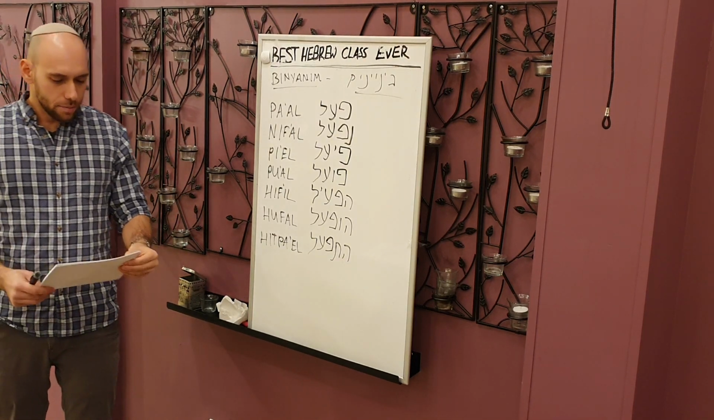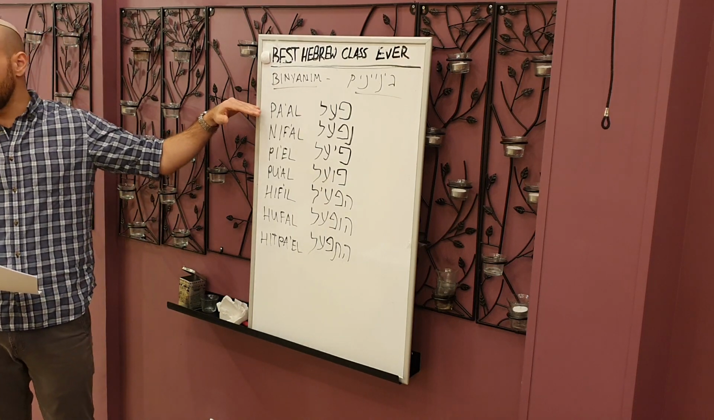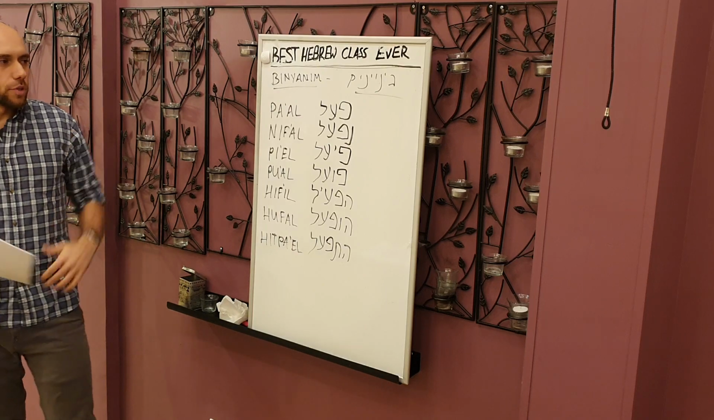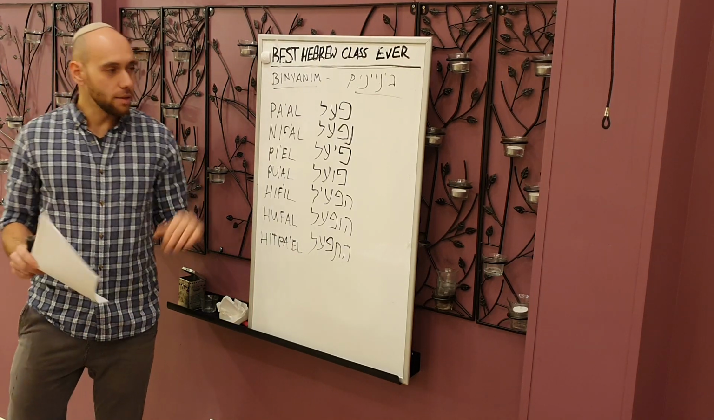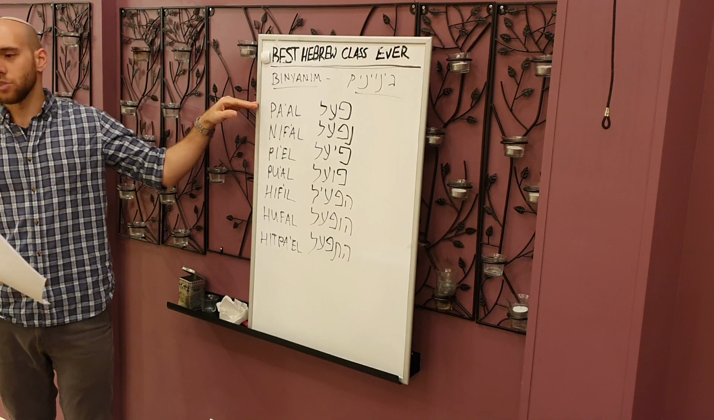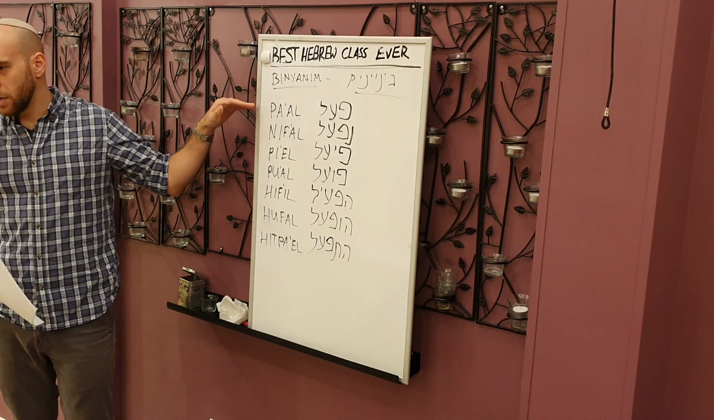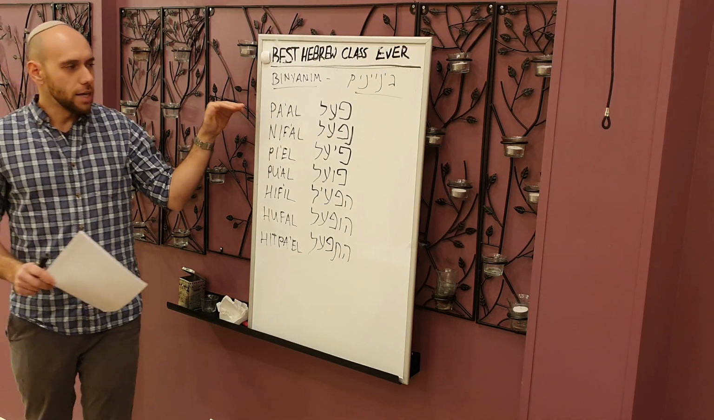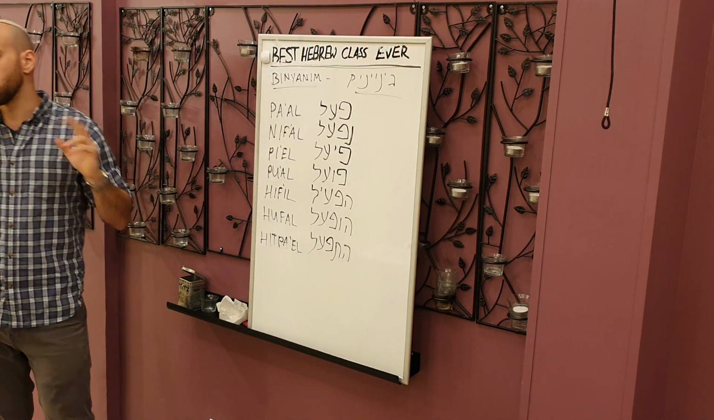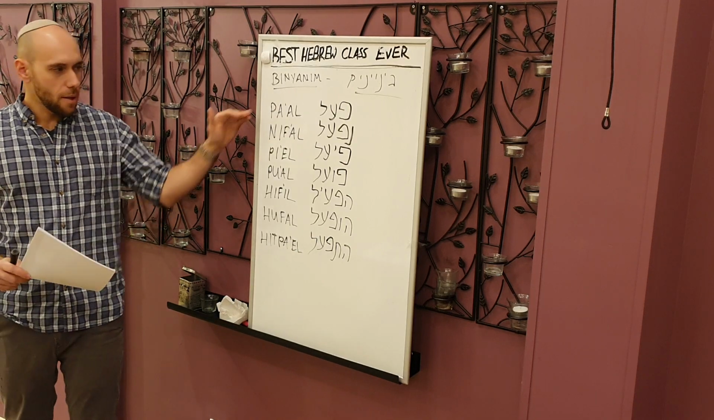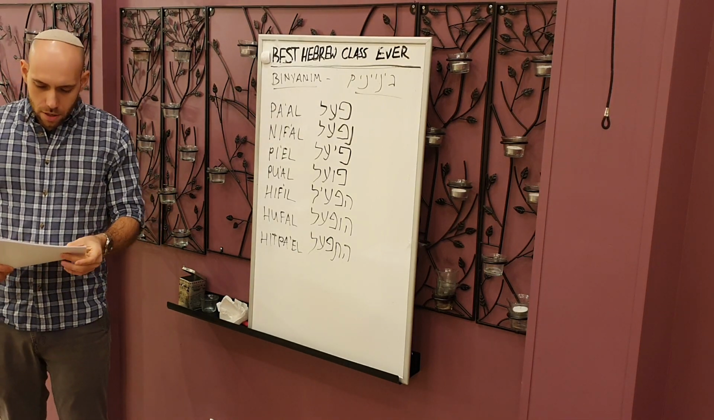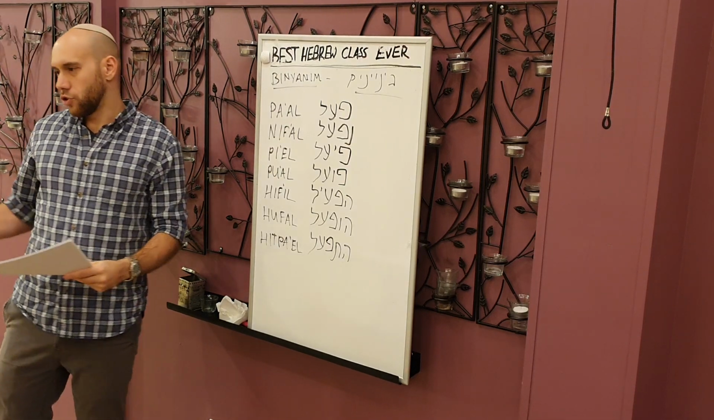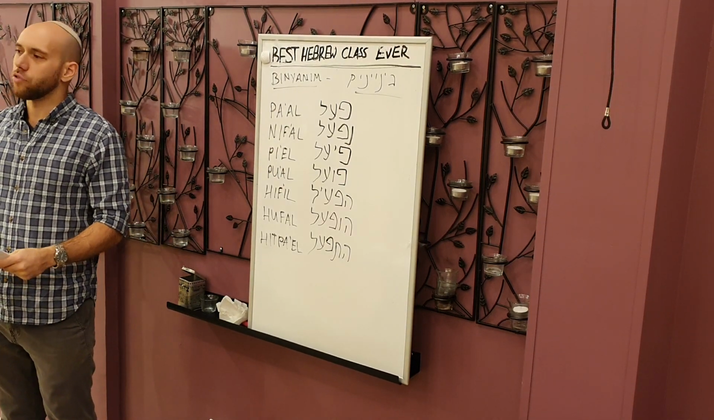So you've got Pa'al. Pa'al is the most common binyan form, and it's maybe considered your baseline. It's also not necessarily the easiest one. Sometimes it's the hardest one because it has a lot of exceptions. But it can also be considered the most basic one because it's the most common. Now, Pa'al can be transitive or intransitive, meaning transitive can have a direct object.